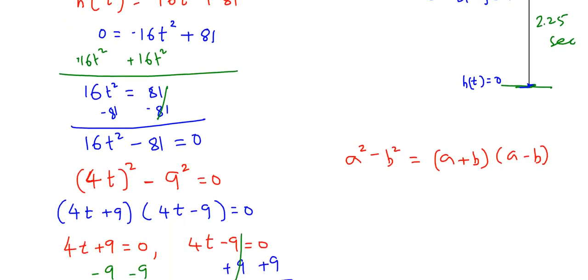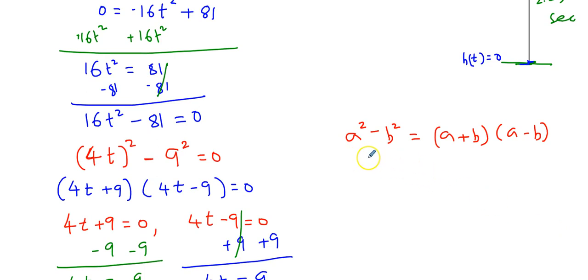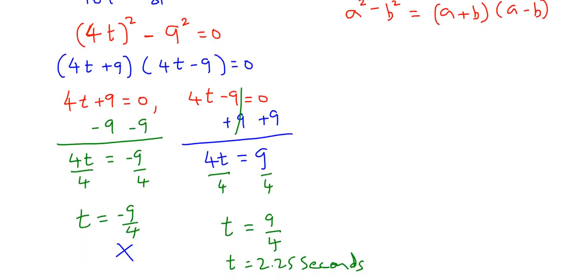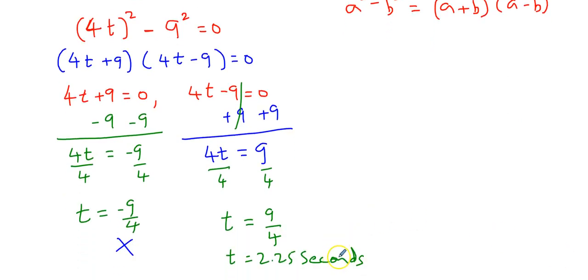And afterwards we made use of this rule, a square minus b square equal to a plus b times a minus b. So we got 4t square minus 9 square became 4t plus 9 times 4t minus 9, and then solved for t, and that is the time you got.